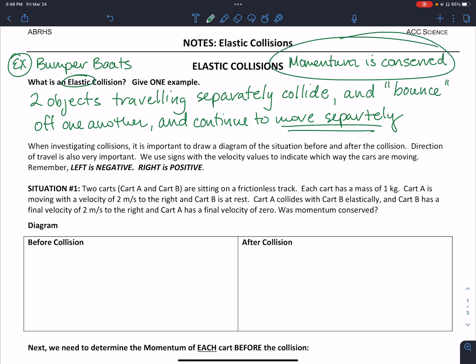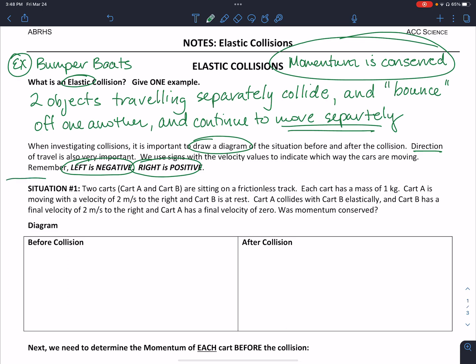When investigating this type of collision, it's again important to draw a diagram before and after so we can see what's going on. The direction of travel is important. We're going to use arrows to show that, and we can use the sign of the velocity value or words in the description of the collision to determine which way those carts are moving. Remember, left is going to be negative, right is going to be positive when it comes to our velocity values.